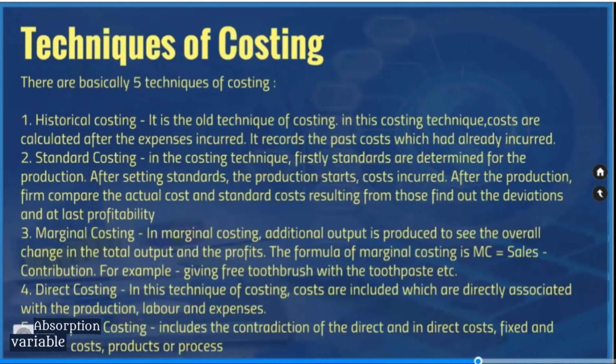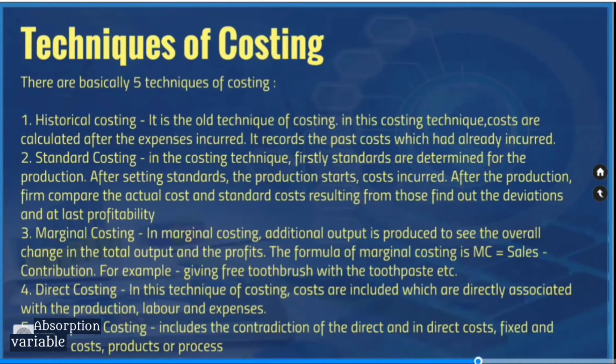Next, the marginal cost. In marginal costing, additional output is produced to see the overall change in the total output and the profit. The formula of marginal costing is marginal cost equals sales minus contribution. For example, if a company needs to build a new factory in order to produce more goods, the cost of building the factory is a marginal cost. The amount of marginal cost varies according to the volume of the goods being produced.